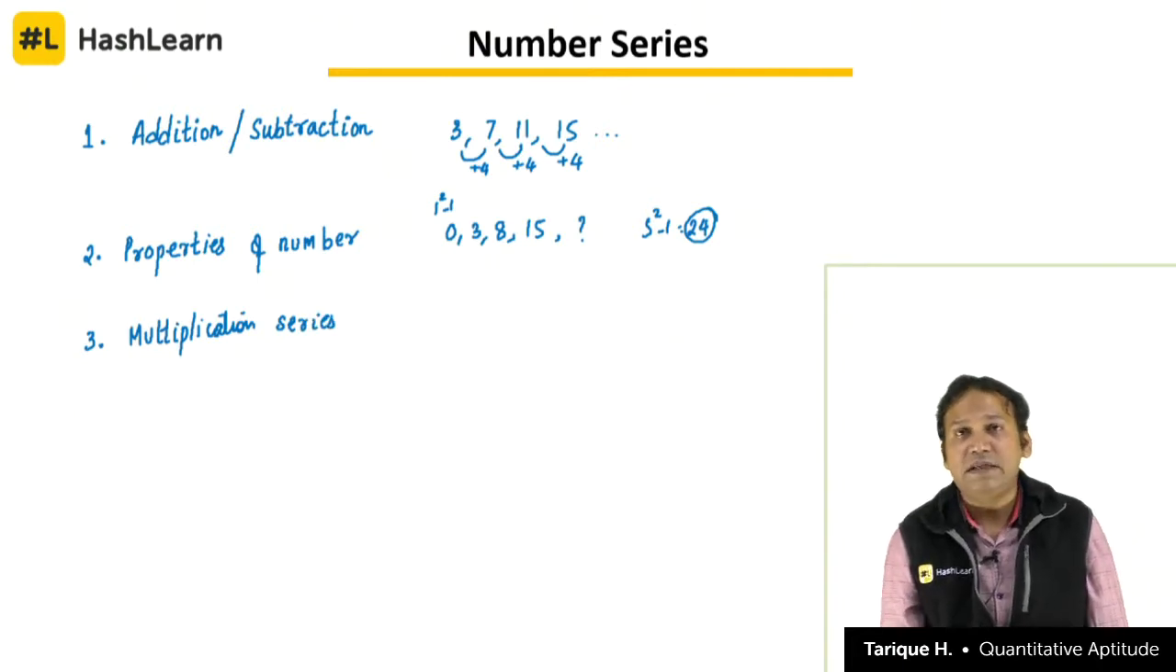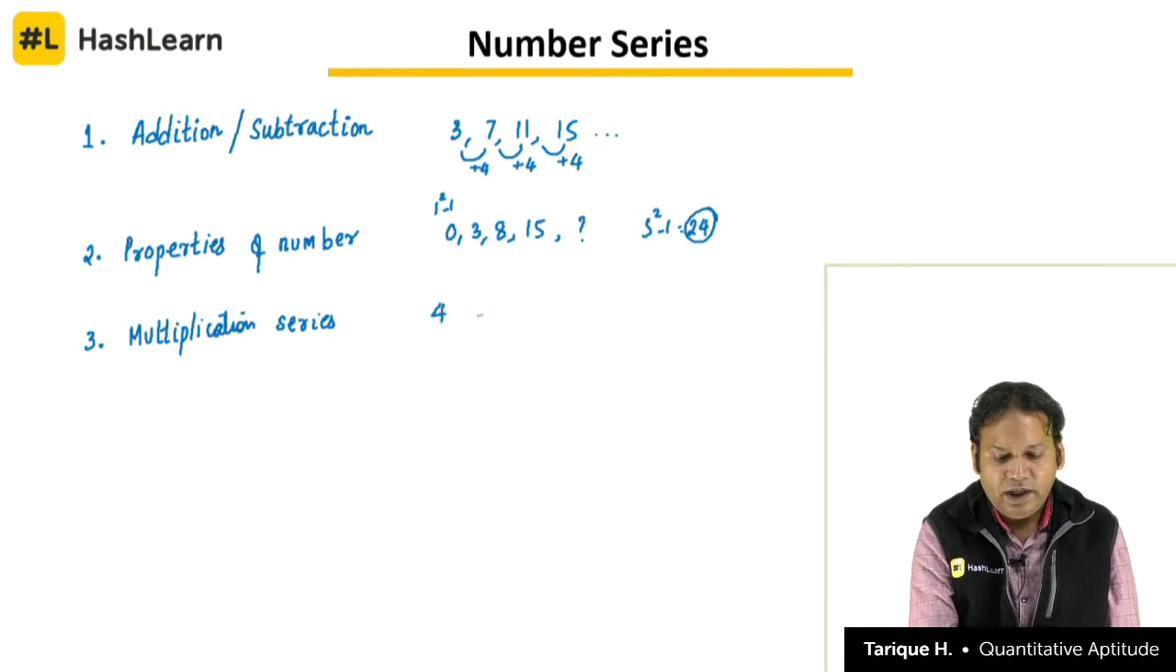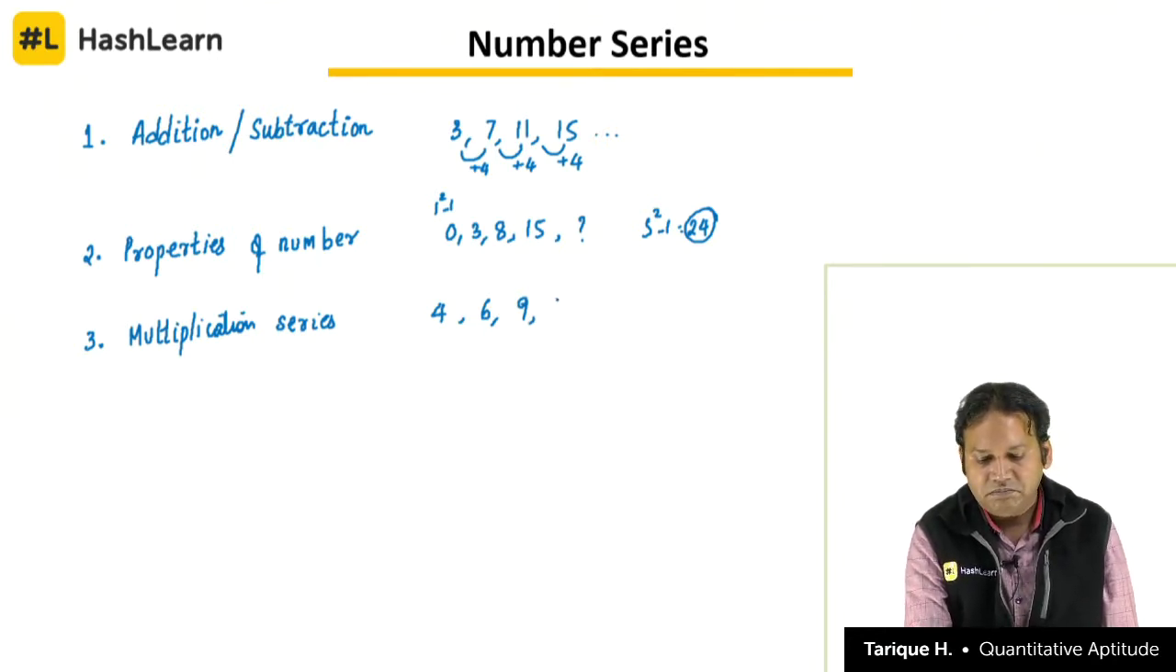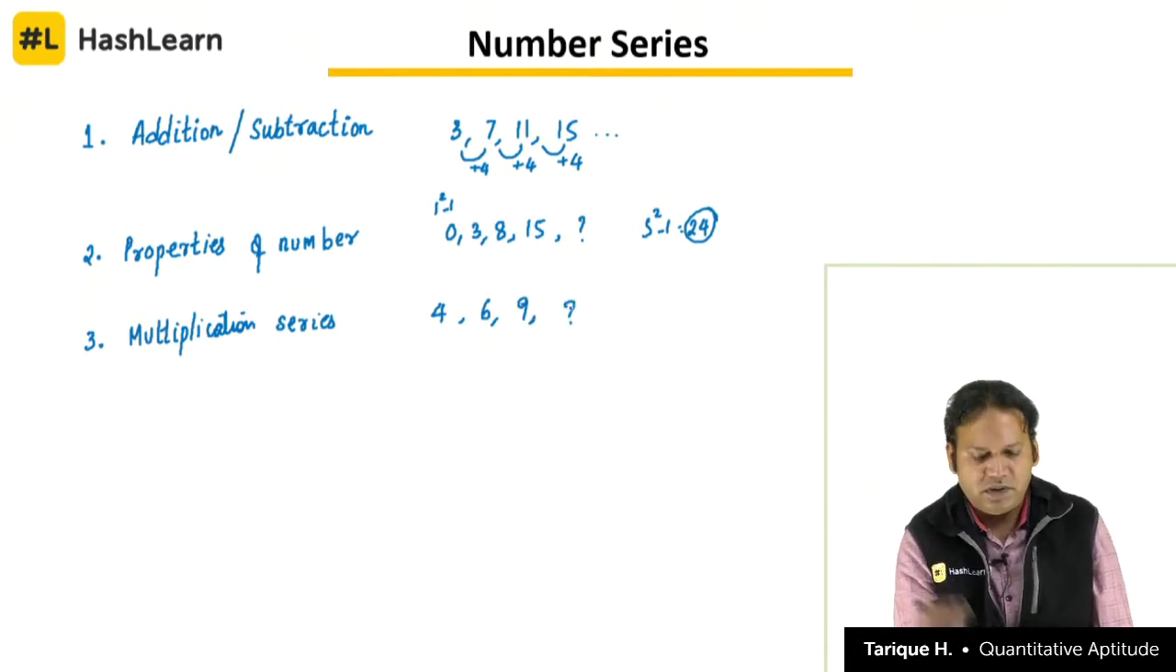A multiplication series, for example, let us say if we have a number like 4 and then a number like 6 and then the number 9 here, and then let us say after 9 I take the number 6. Let us just take these 3 numbers to understand.